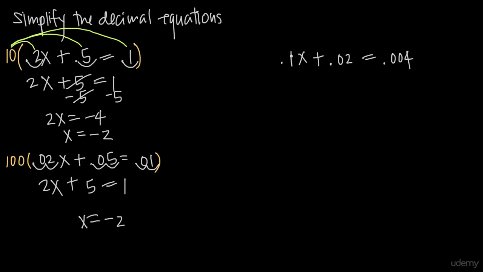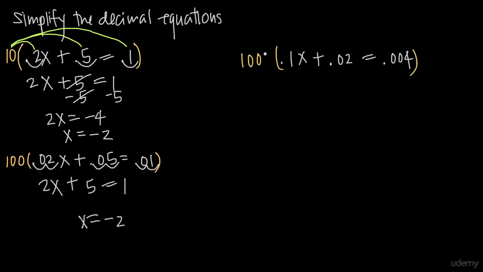Now what happens if I have decimals that end at different decimal places? 0.1 ends in the tenths place, 0.02 ends in the hundredths place, and 0.004 ends in the thousandths place. Well, remember, we always want to take the smallest decimal and multiply by whatever value is going to make that decimal a whole number. Well, the smallest decimal is this 0.004. This one ends in the thousandths place versus this in the hundredths and this in the tenths place. So in order to make this 0.004 a whole number, we need to multiply this whole equation by 1,000.